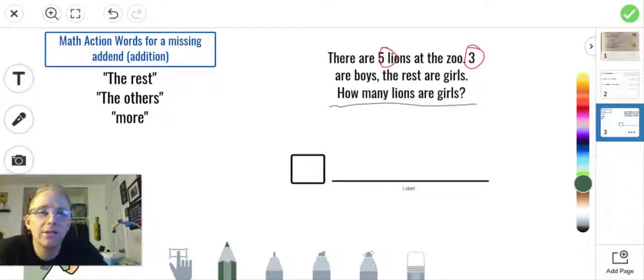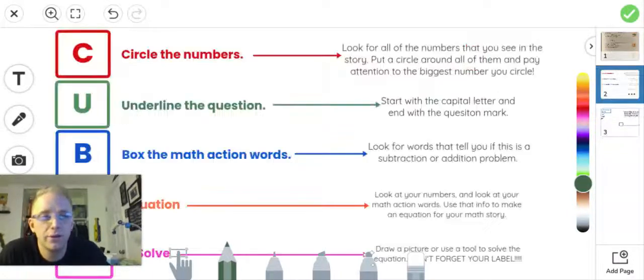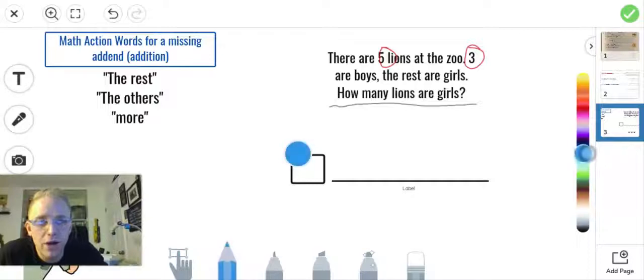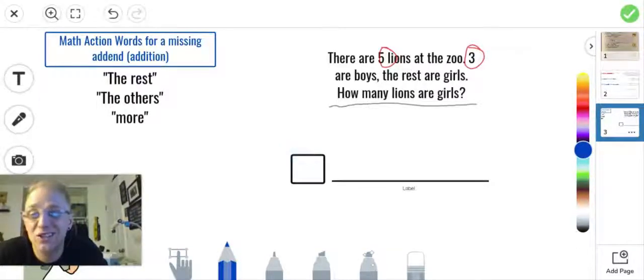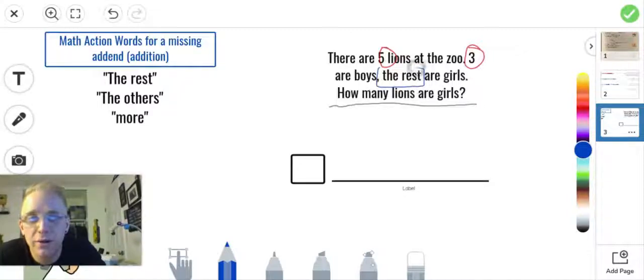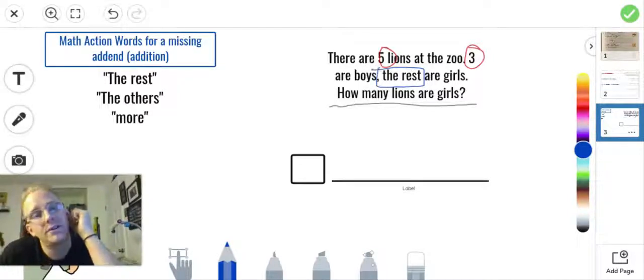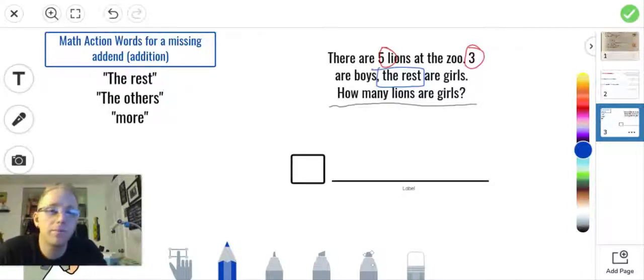There are 5 lions at the zoo. 3 are boys. The rest. Oh, there it is. The rest. So what color was I using for that? Blue. I'm going to put a blue box around the rest so that I remember that I'm working with addition and I'm missing an addend, and that's those math action words for me. The rest are girls. How many lions are girls?